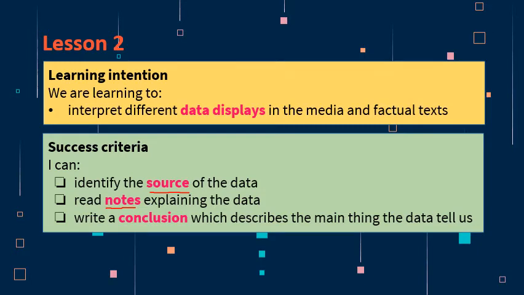Sometimes the notes will explain either where the data has come from or how they've calculated the data, or it might be a kind of condition on the data. So it might be how reliable it is, or it excludes this kind of information, which we'll look at in a moment. And lastly, we're writing a conclusion which describes the main thing the data tells us.